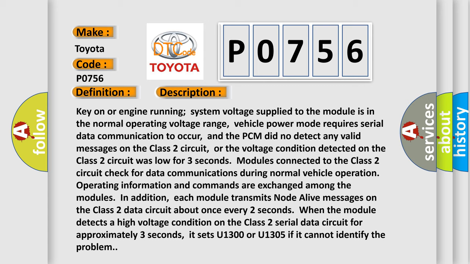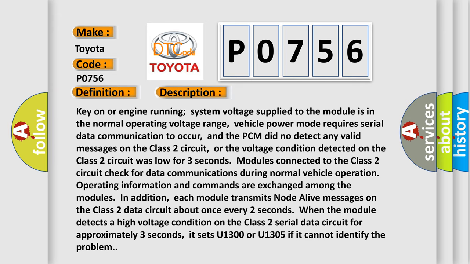In addition, each module transmits node alive messages on the Class 2 data circuit about once every 2 seconds. When the module detects a high voltage condition on the Class 2 serial data circuit for approximately 3 seconds, it sets U1300 or U1305 if it cannot identify the problem.